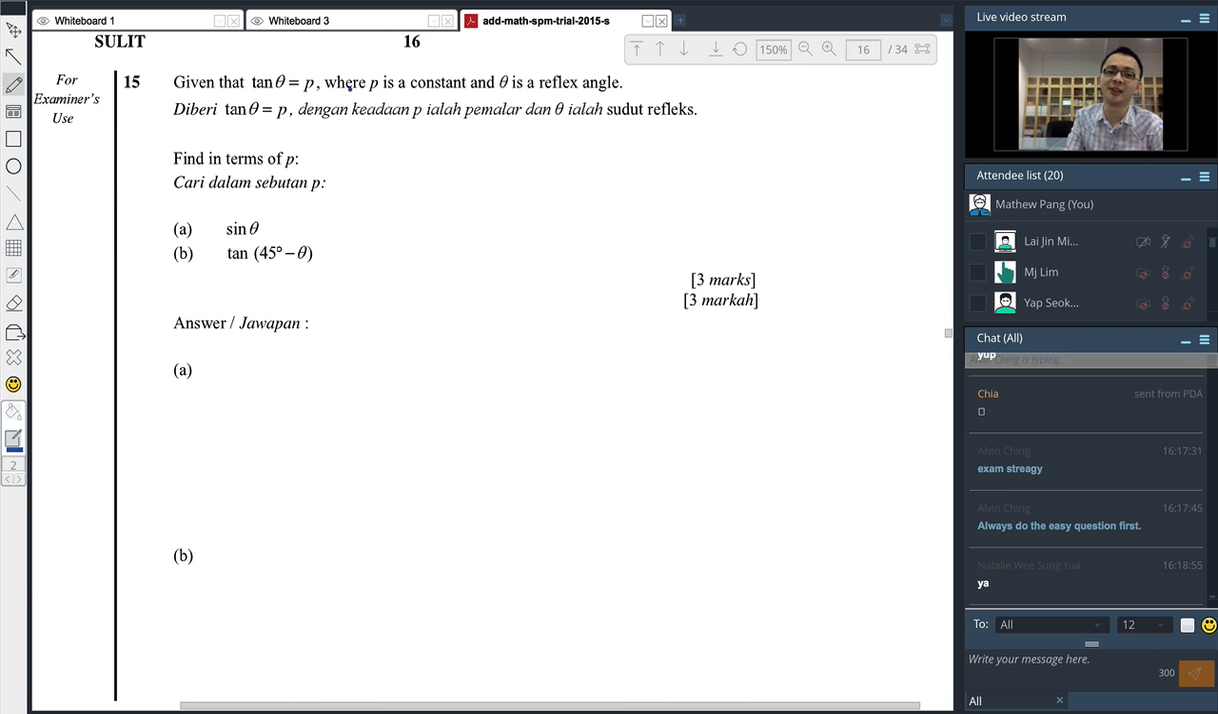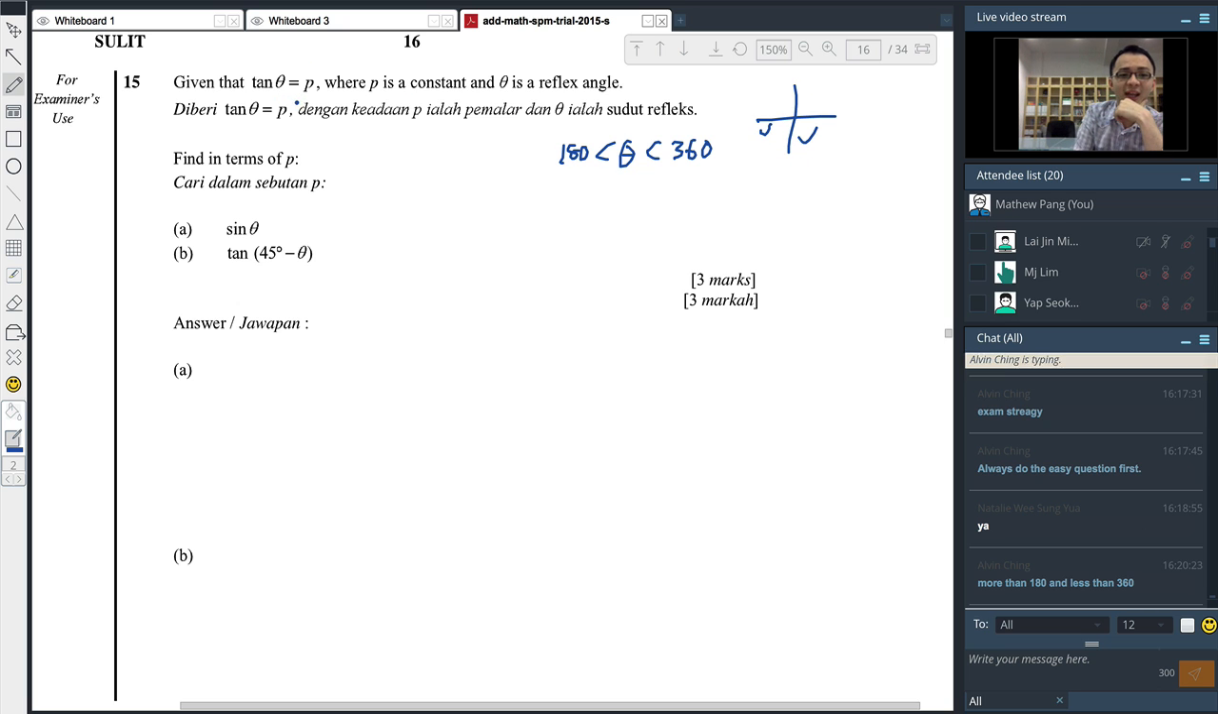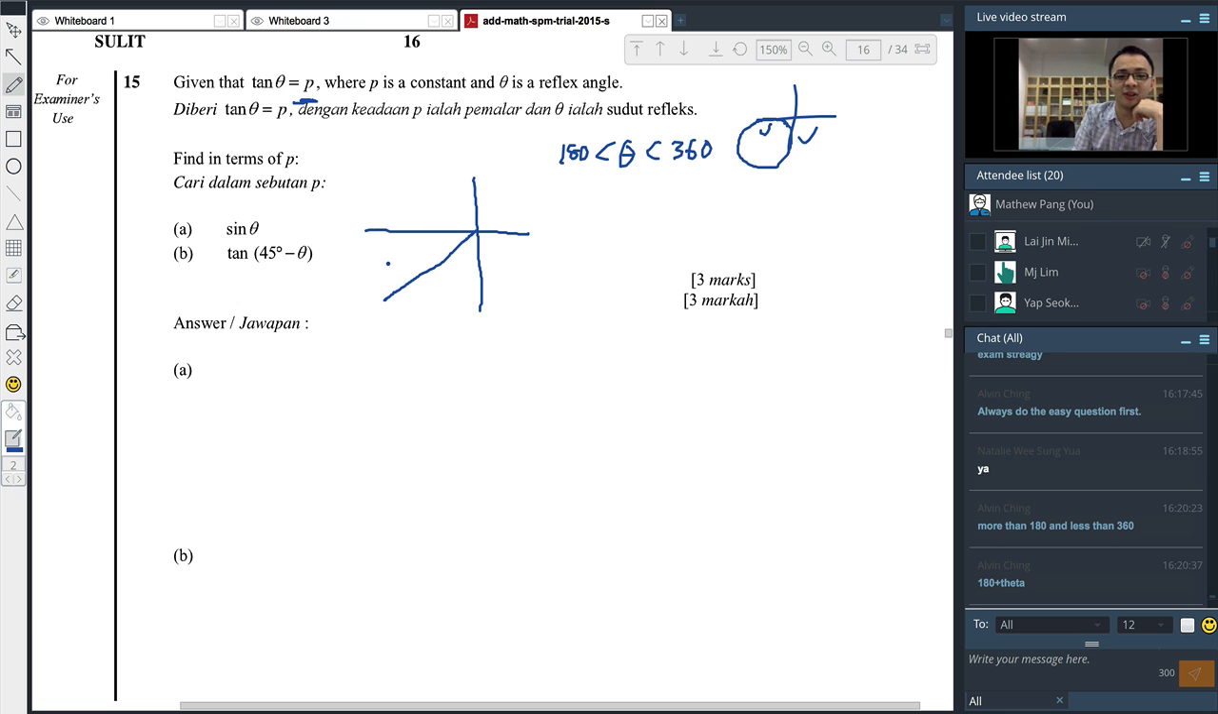Okay, 15. The tangent is P, where P is the constant and the angle is a reflex angle. Reflex angle is very important information, because a reflex angle means the angle is between 180 and 360. That means the third and fourth quadrant. But because tangent gives a positive P, I will assume this one is in the third quadrant. So what I will do is draw a right triangle in the third quadrant. Of course, this is 180 to 270.